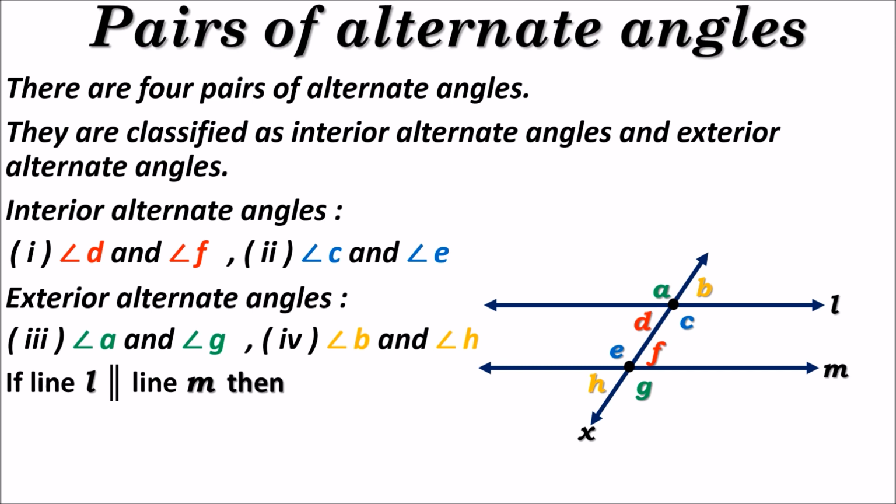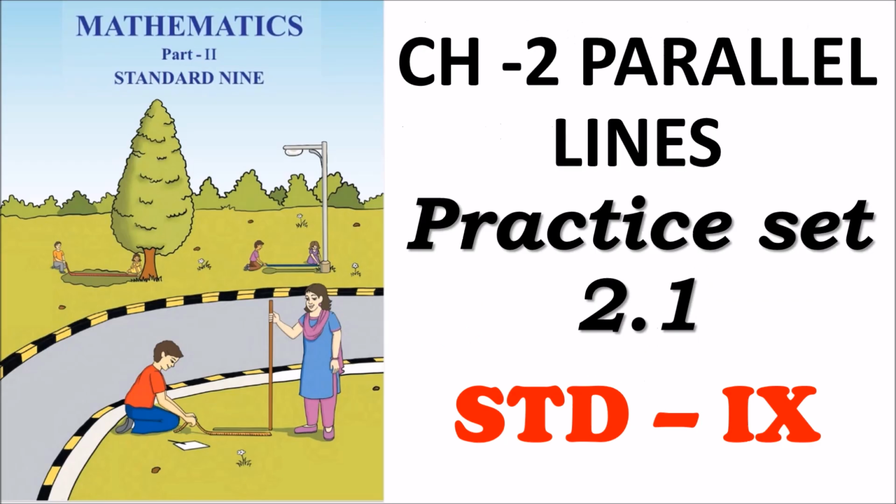And if line L is parallel to line M, then angle D is congruent to angle F, angle C is congruent to angle E, angle A is congruent to angle G and angle B is congruent to angle H. It means if a transversal intersects two parallel lines, then the alternate angles formed by them are congruent. Now we will see practice set 2.1. Let's start.